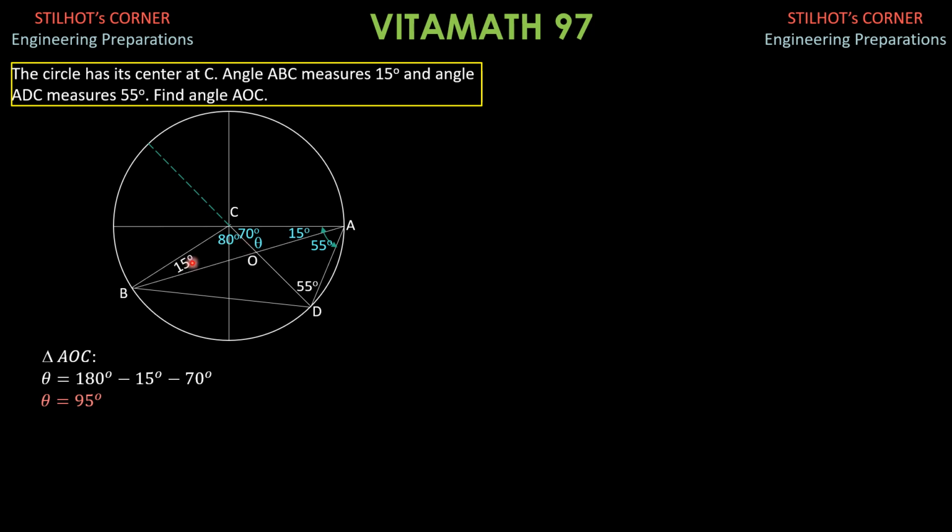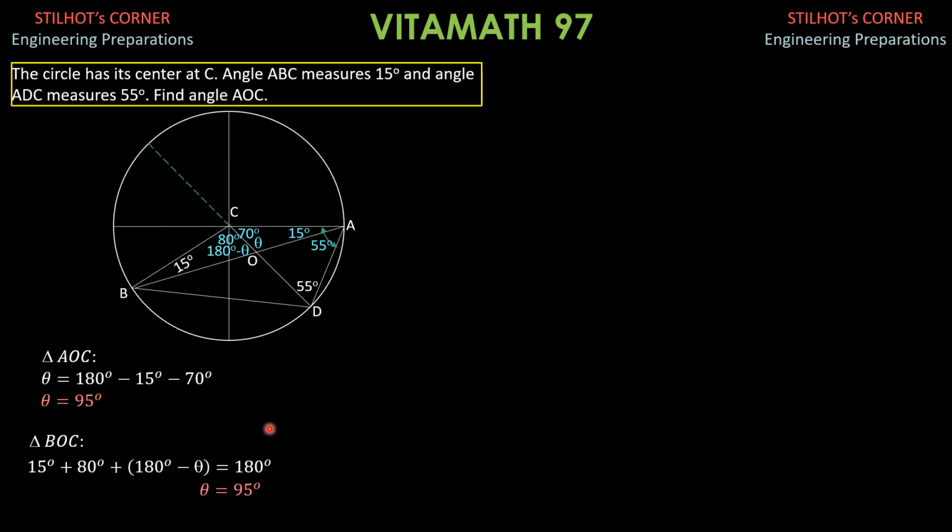Therefore, considering triangle BCO, this is 180 degrees, straight line angle, minus theta. So the sum of the interior angles is 180 degrees. So that is 15 degrees plus 80 degrees plus 180 degrees minus theta is equal to 180 degrees. So solving for theta, cancel out 180 degrees, negative theta to the right. So theta is 15 plus 80. So it is equal to 95 degrees.